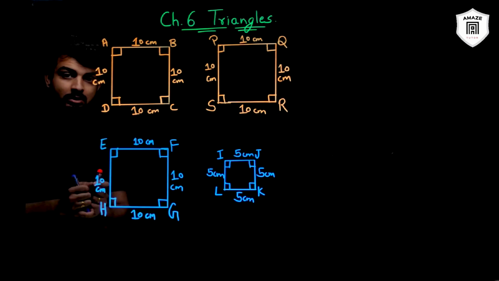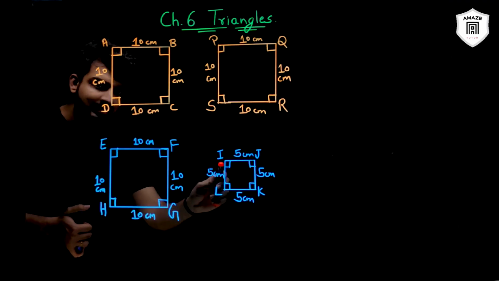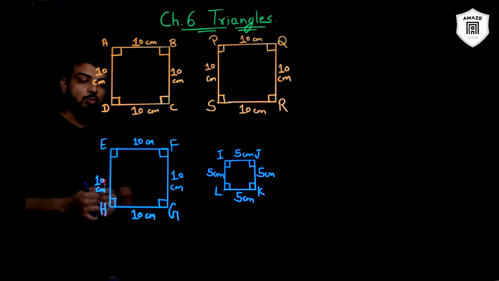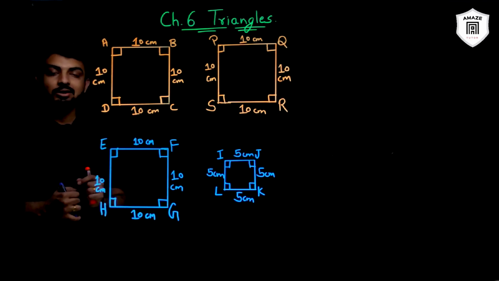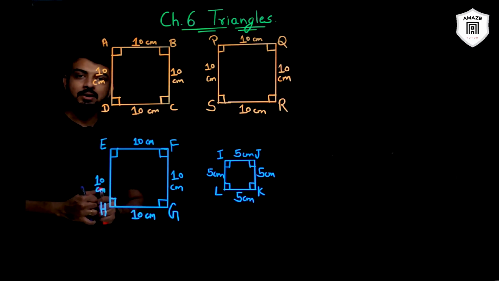Both are squares. Okay. Next is size. No, they are not same. So here the size is not same. Okay, so this we call it as similar figures. Okay, I hope you are clear with this example.